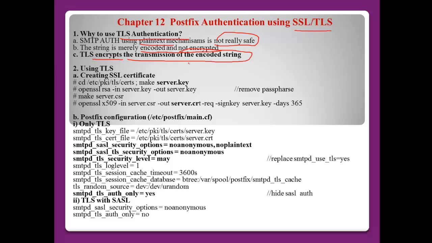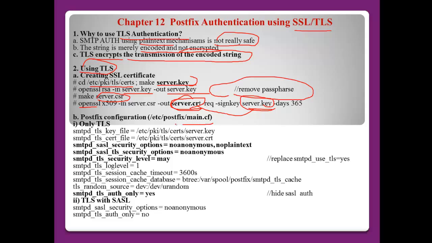To use TLS support for Postfix, at first we have to create the TLS certificate. First go to this directory, /etc/pki/tls/certs. In this directory we have to create the private key and the certificate as well. Here first I will create this server key: openssl rsa, input the server key, output server key. In this case we will remove the passphrase for this private key, and after that we will create the CSR request, and using openssl, we can create the certificate. Using this private key, if we have these two, the key and the certificate, then we can use SSL.